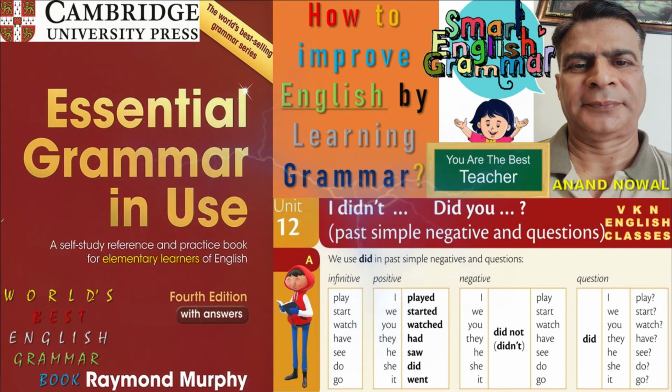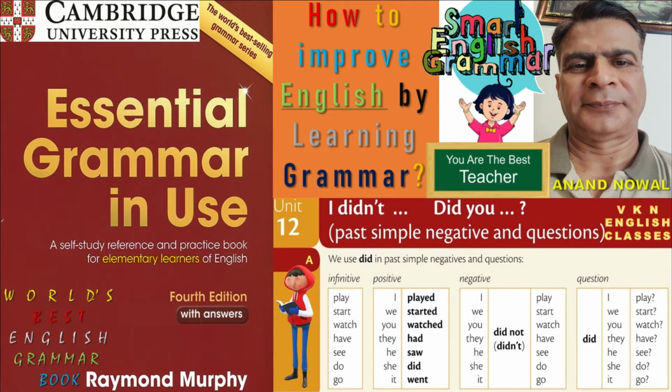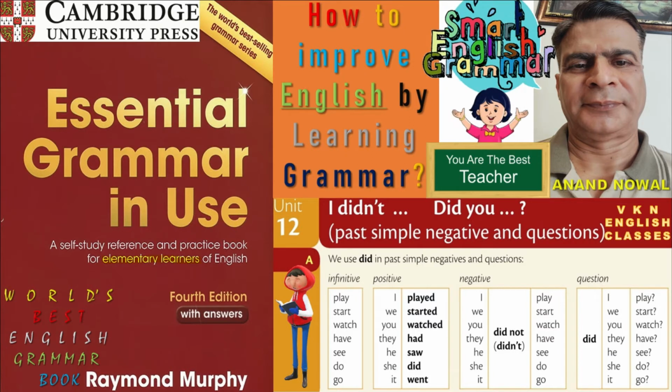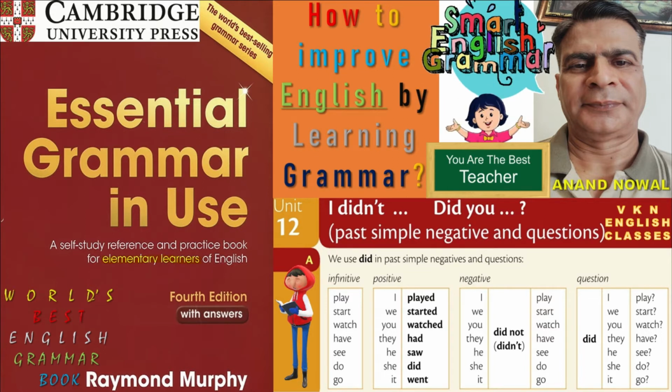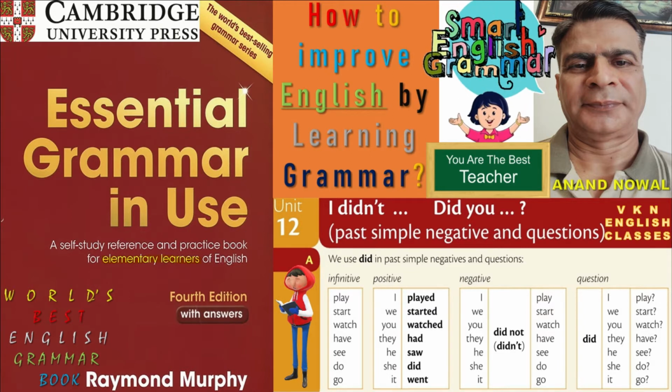So, as a reference, we are taking one of the best books, Essential Grammar in Use, published by Cambridge University Press UK. This book is designed for children and elementary students of English to enable them to understand the basic grammar topics. Today, I am going to start unit number 12.